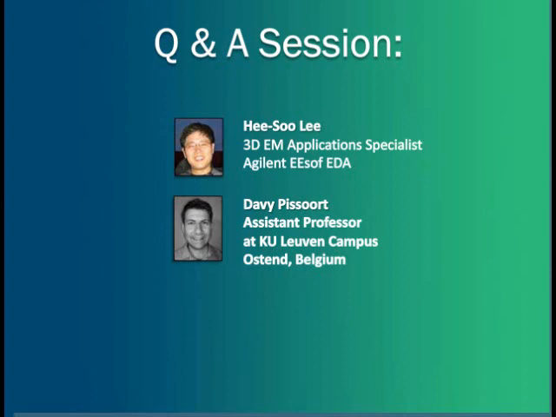All right. We've been talking about both FEM and FDTD. Can you elaborate a little bit more on why we need two solvers and what the strengths of each one is?